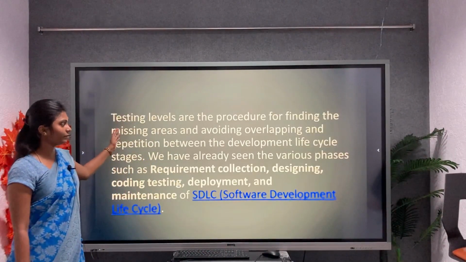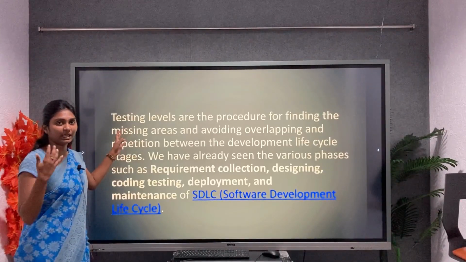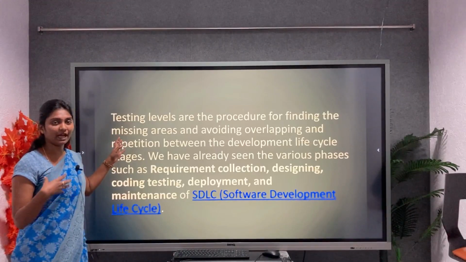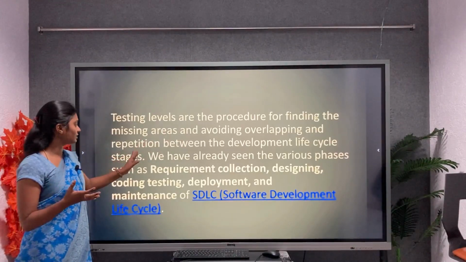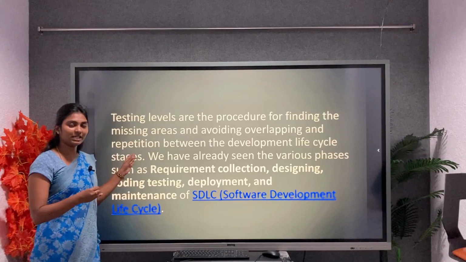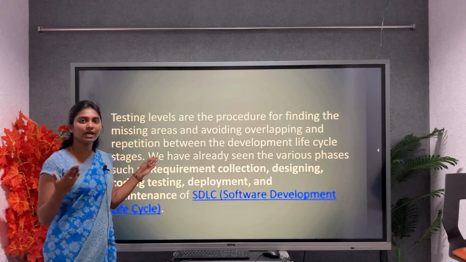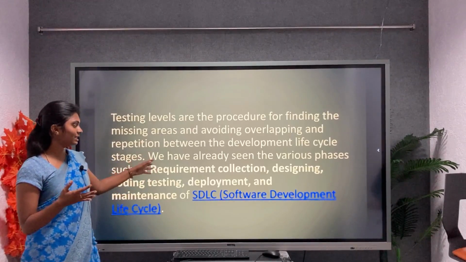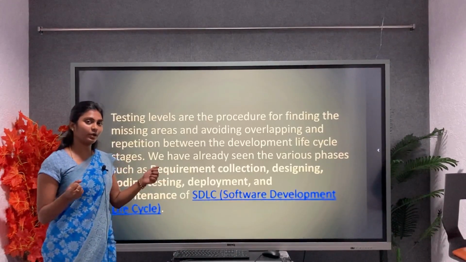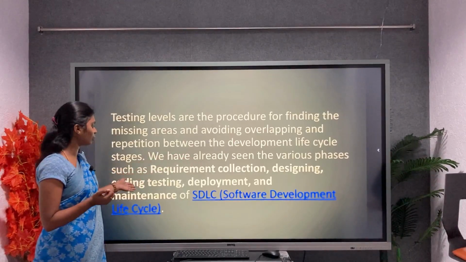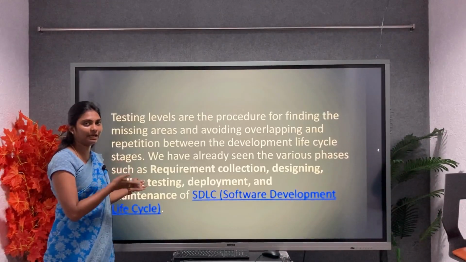In these levels of testing, we will find undefined bugs or repeated bugs. We have to identify and prevent the bugs, and this is between the development life cycle stages. Each of these, unit testing or integration testing, every stage will be repeated as a life cycle of testing to find the bug. In various forms we will have different phases like requirement analysis, designing, coding, testing, developing, maintenance. These all phases will be involved in the levels of testing.